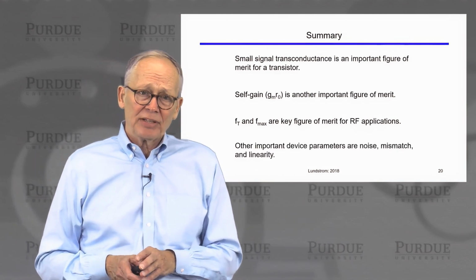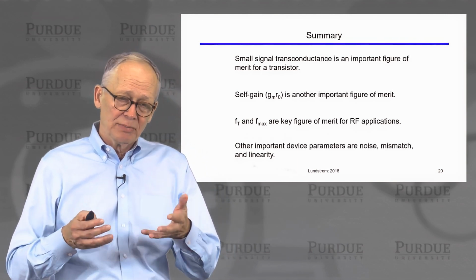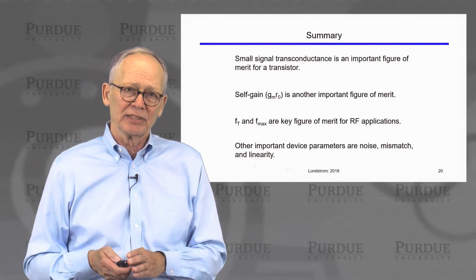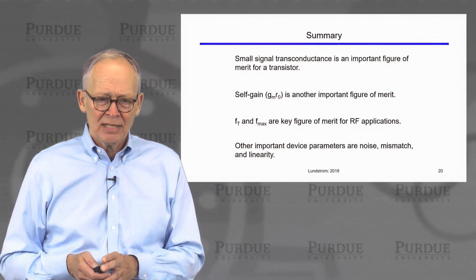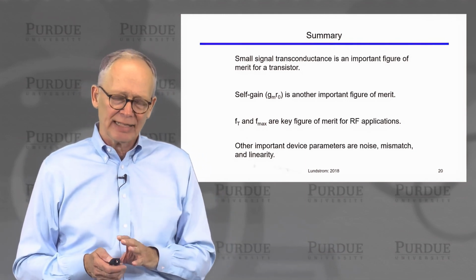Okay, other important figures of merit: if the transistor looks promising from these first three figures of merit, then we would look in more detail at some additional figures of merit. Okay, so that's a quick summary of what I hope you'll take away from this very brief look at analog circuits.